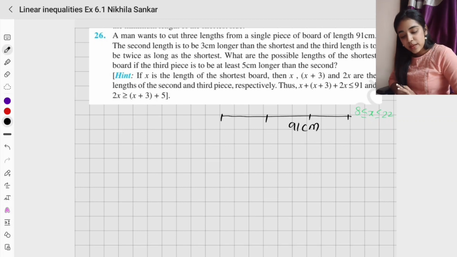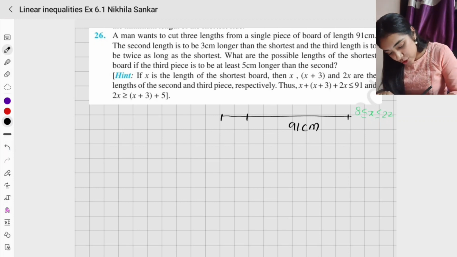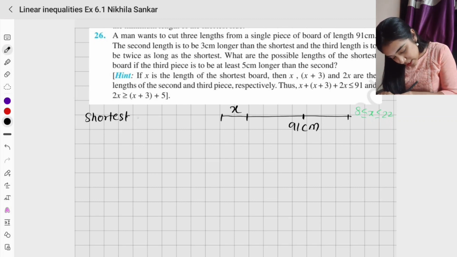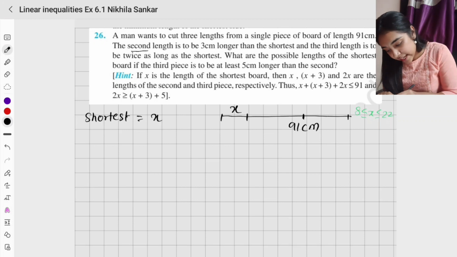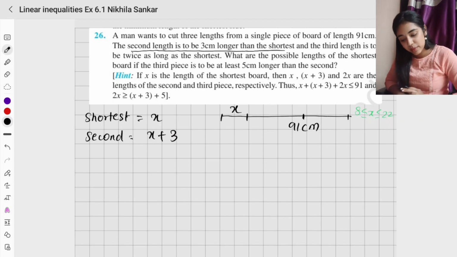The second length is to be 3 centimeter longer than the shortest. Okay. So இப்போ let me take it like this. இது shortest, so I'm going to have this as x, and the second length. So this is my second length. So let me write shortest equals x. What else is given? The second length is 3 centimeter longer than the shortest. So second is going to be 3 centimeter longer than the shortest. குட்டியை விட 3 centimeter ஜாஸ்தியா இருக்க போகுது.